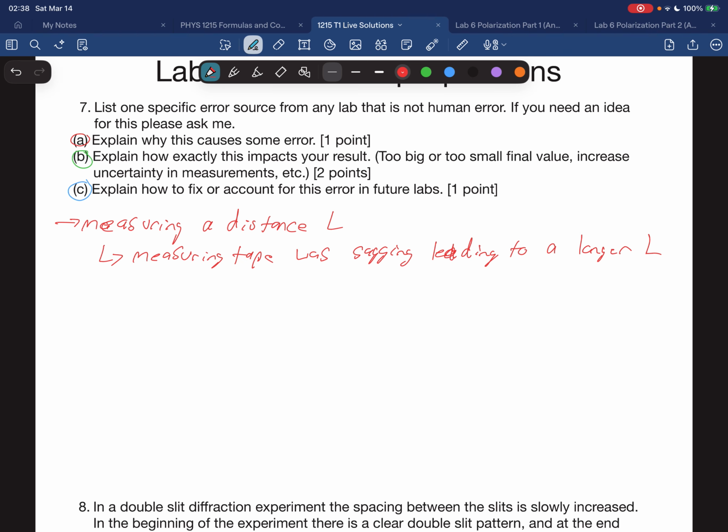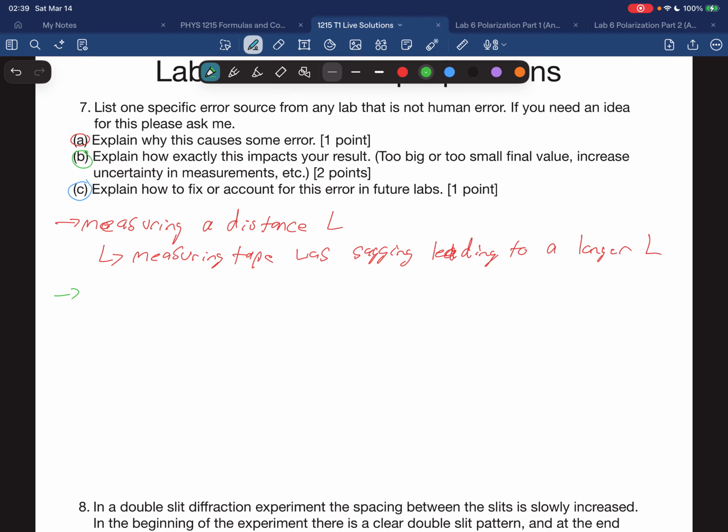So for part A, explain why this causes some error. Well, measuring a distance L using a measuring tape, the measuring tape was sagging, leading to a larger distance L than what the real value should be. So that's why this causes some error. B, explain how exactly this impacts your result. Too big or too small, a final value.